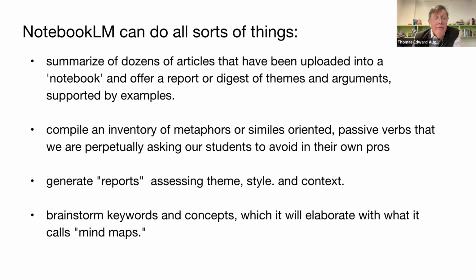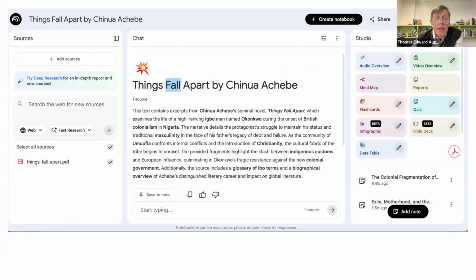It can show all the passive verbs that we're perpetually asking our students to avoid in their prose. It can generate reports assessing theme, style, and context. It can brainstorm keywords and concepts, which it will elaborate with what it calls mind maps. And I just have a few screenshots here, right?